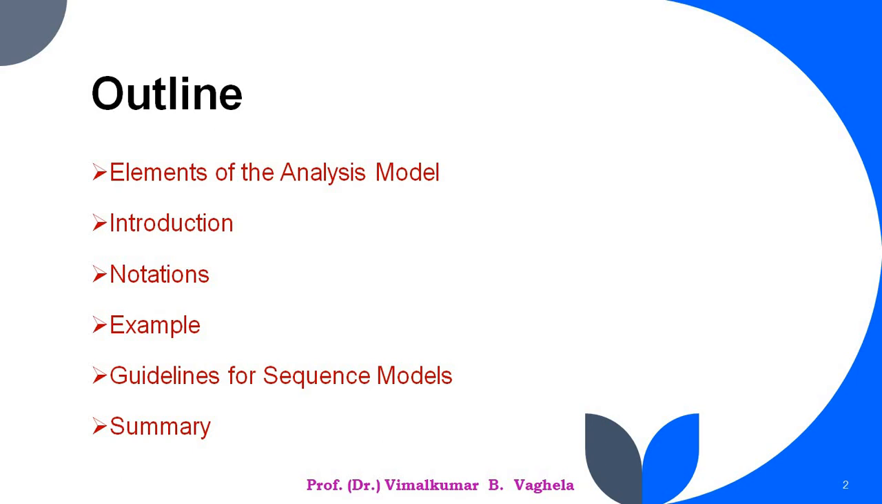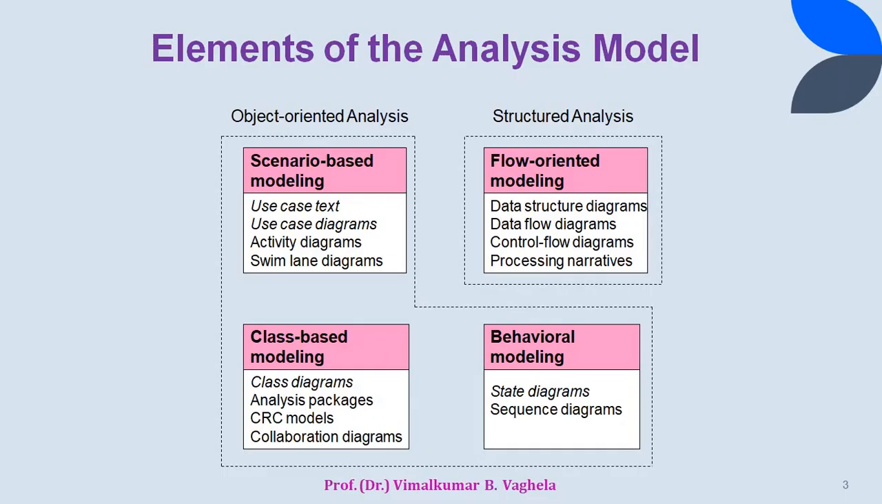The elements of the analysis model: introduction, notation. We'll see one example. Then we will see the guidelines for the sequence model, and then I will summarize. As you already know, we are discussing the elements of the analysis model. Basically it is categorized into two categories: object oriented analysis and structured analysis.